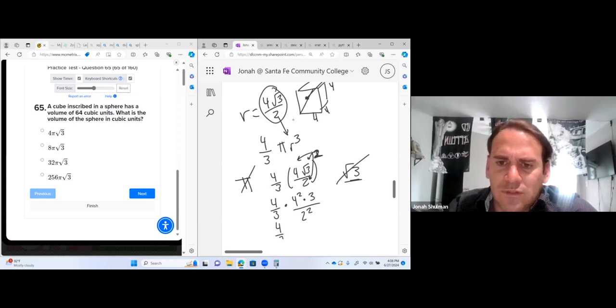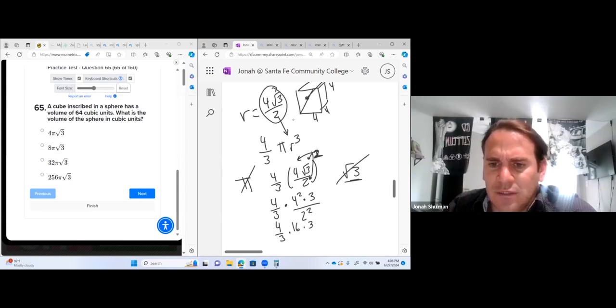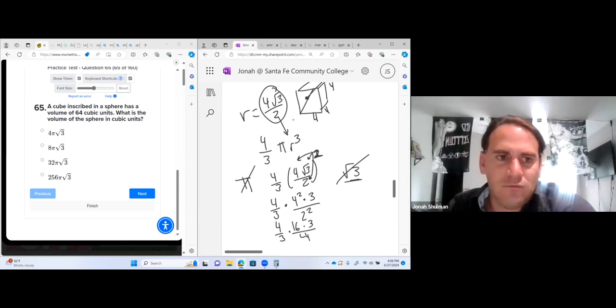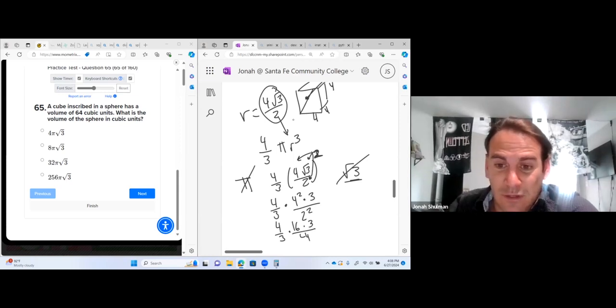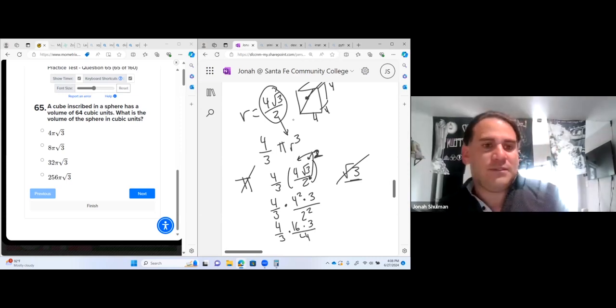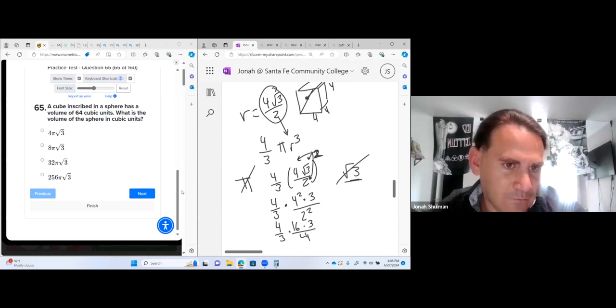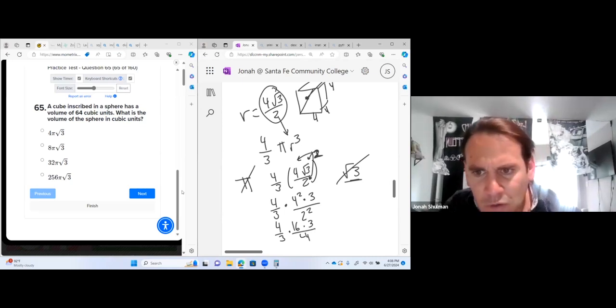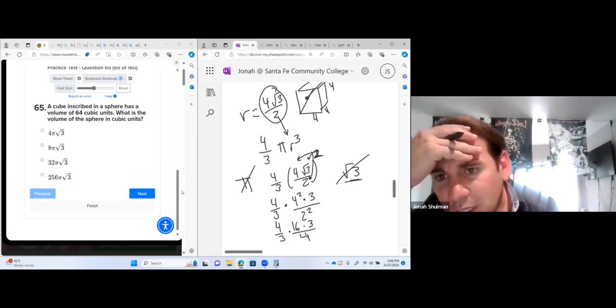So 4/3 times 16 times 3 divided by 4. Okay, and then I'm just going to cancel stuff. There's a 4 on top and 4 on the bottom. There's a 3 on top and a 3 on the bottom. I got left with 16. 16 is right in the middle of these two, which is kind of annoying.